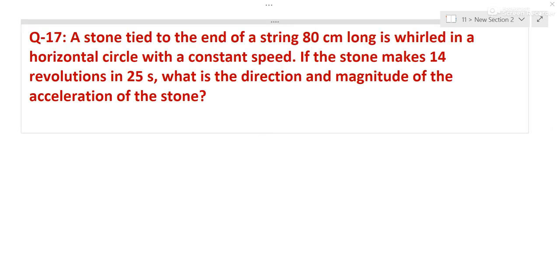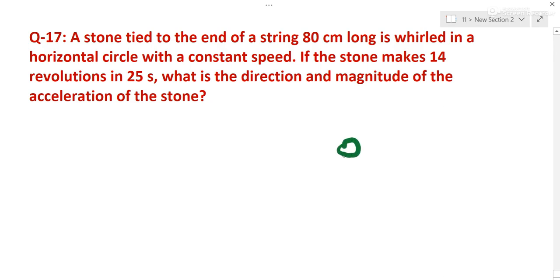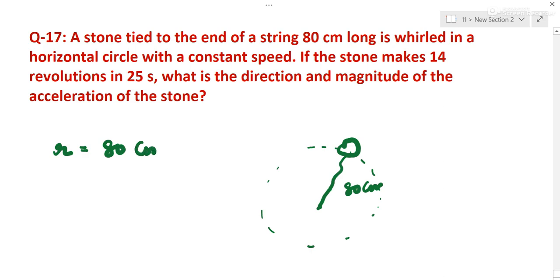Let us see this question. A stone is tied to the end of a string 80 centimeter long. So basically 80 centimeter is the radius, because the stone will be moved in a circular path. So radius has been given as 80 centimeter, that is equal to the length of the string. It is whirled in a horizontal circle with a constant speed, and the stone makes 14 revolutions in 25 seconds.